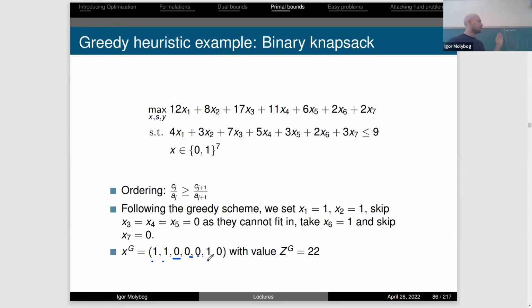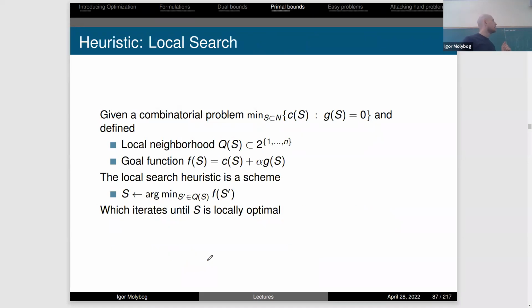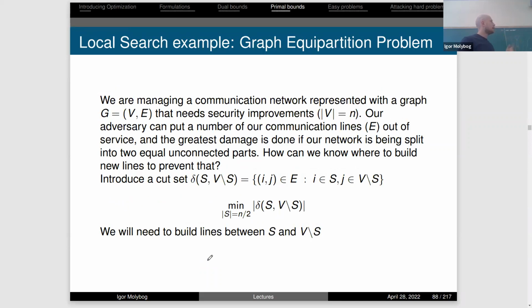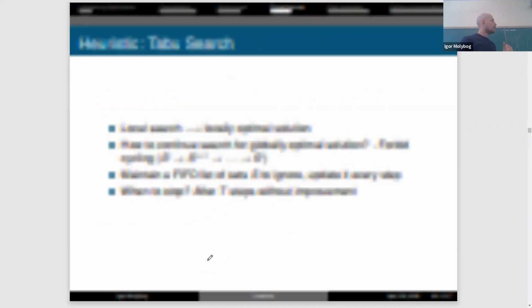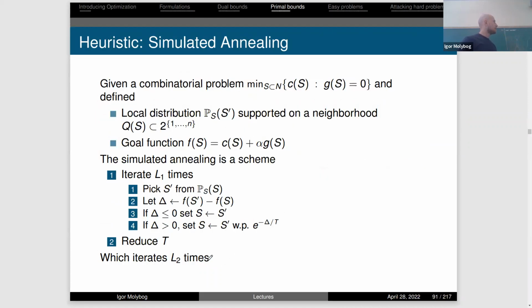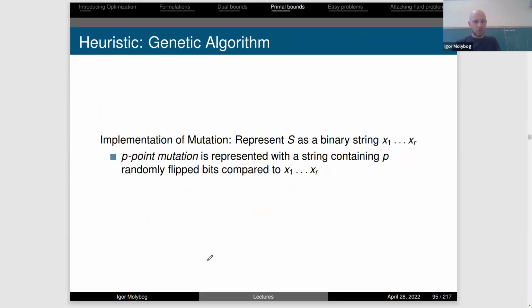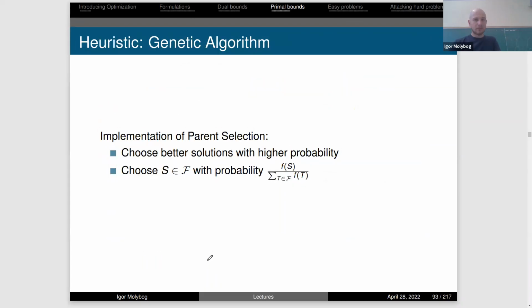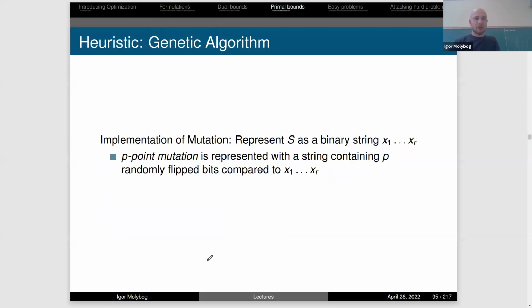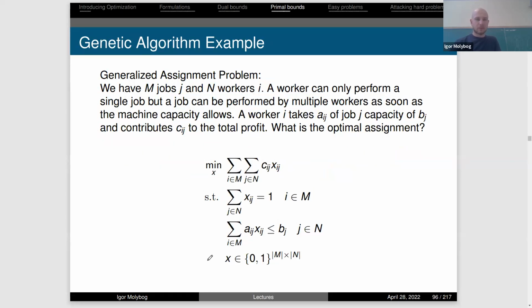Okay, so this is regarding the greedy heuristic, and we have also had other heuristics such as local search and tabu search, which is the improvement over local search, simulated annealing, and the genetic algorithm. I don't think we will have particular problems for them in the final, but they are very important examples of global heuristics for global optimization in many aspects in different applications.